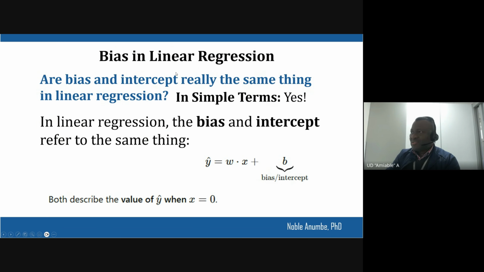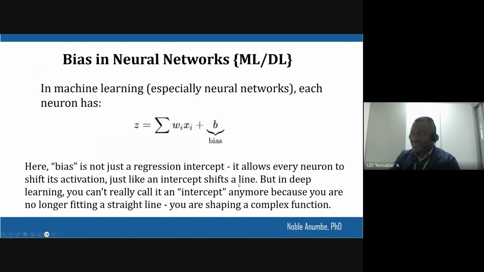So in linear regression, the question is, are bias and intercept really the same thing in linear regression? In simple terms, they are the same thing. So in linear regression, the bias and intercept refer to the same thing, which is what I was talking about.